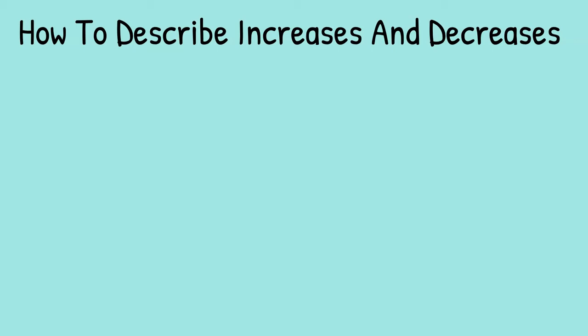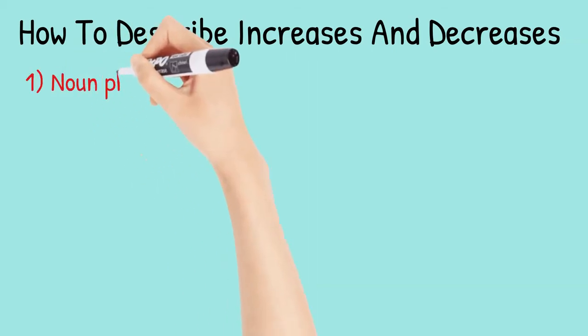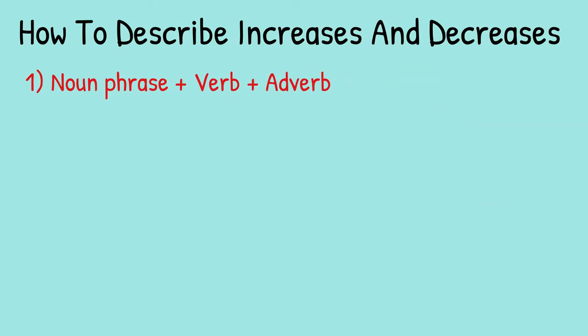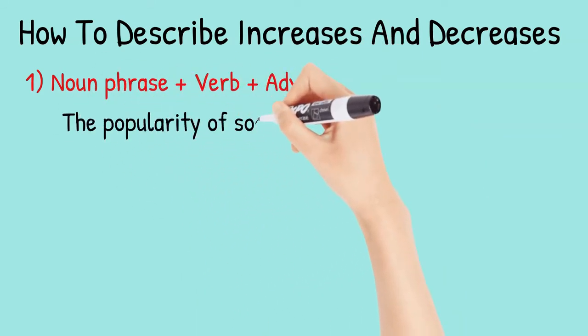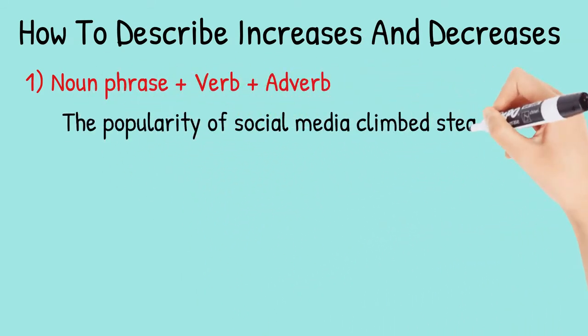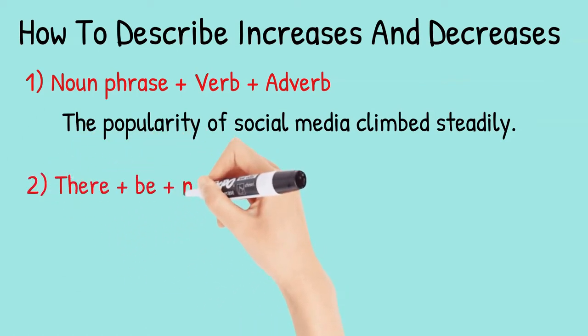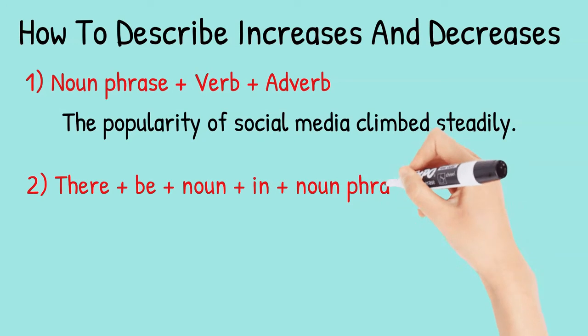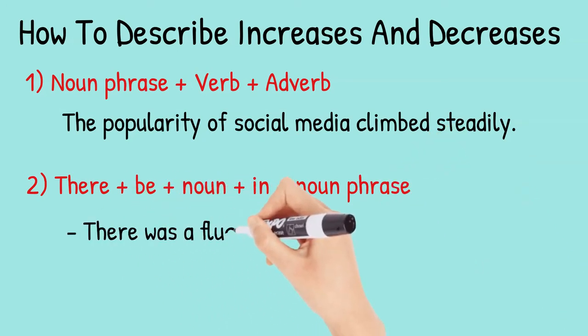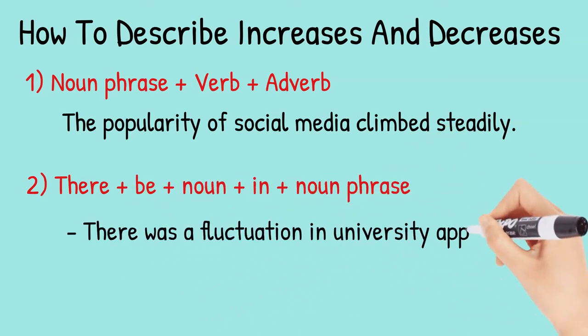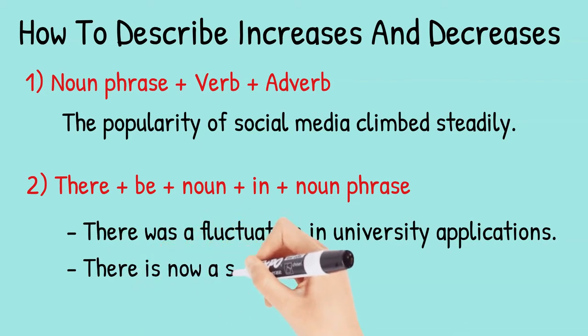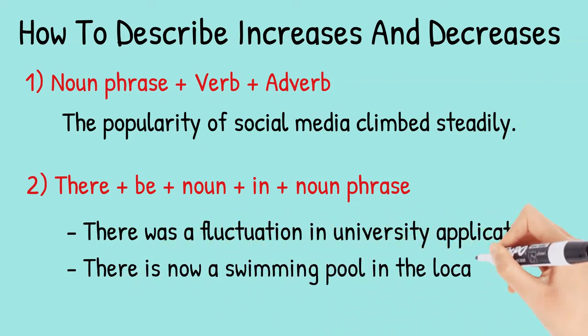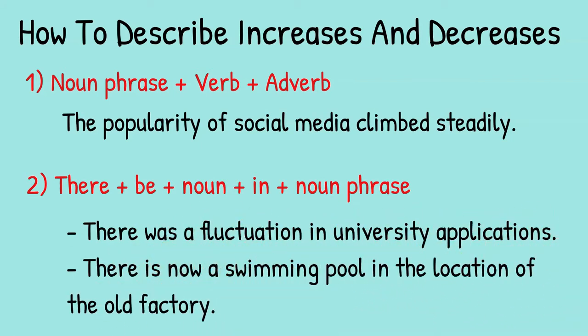The 2 most useful grammatical structures for describing increases and decreases are noun phrase plus verb plus adverb. For example, the popularity of social media climbed steadily. The next structure is there plus be plus noun plus in plus noun phrase. For example, there was a fluctuation in university applications. Another example, there is now a swimming pool in the location of the old factory.